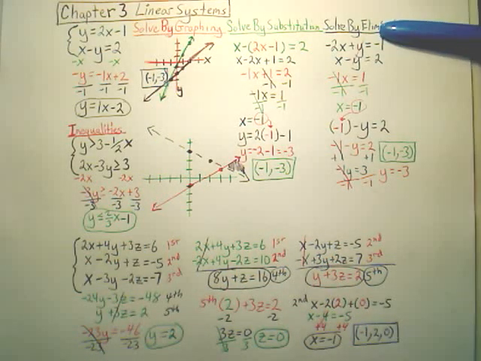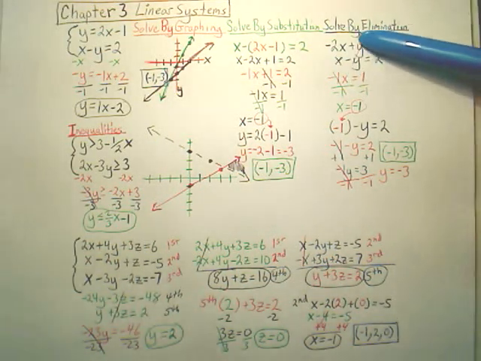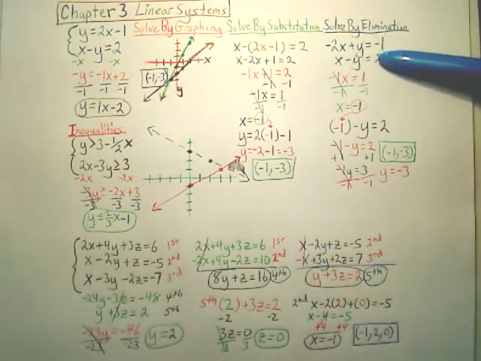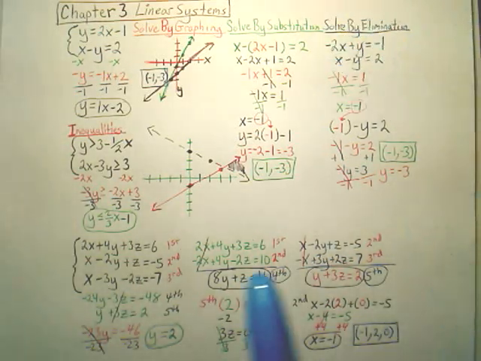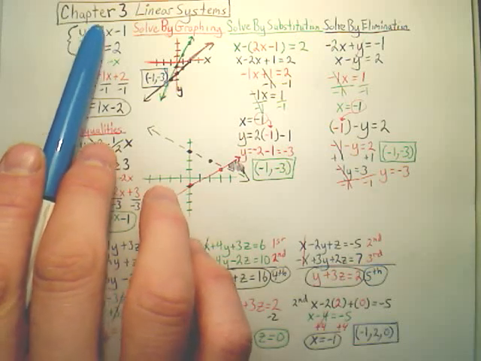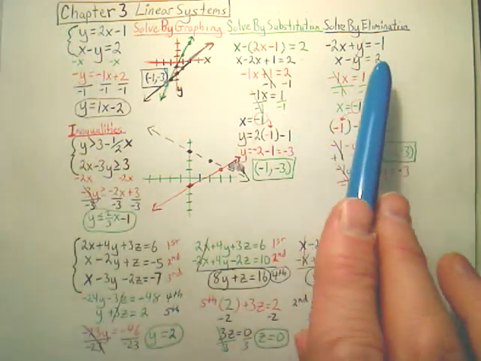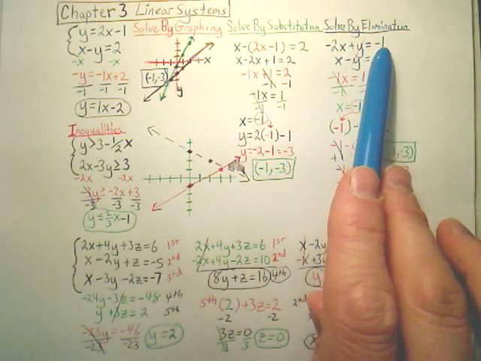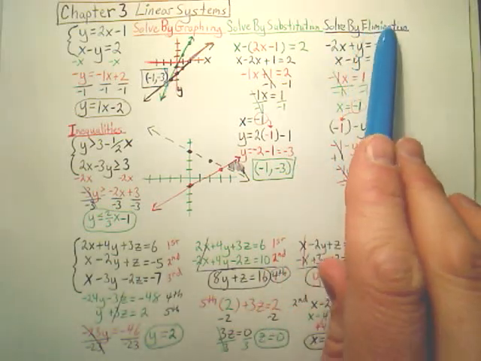The third method is elimination. And the goal on elimination is to get it so you have x's, y's, and numbers all lined up. So I went over here. It looks like I rewrote the first equation. I minus the 2x over. So I have the x's, the y's, and the numbers.